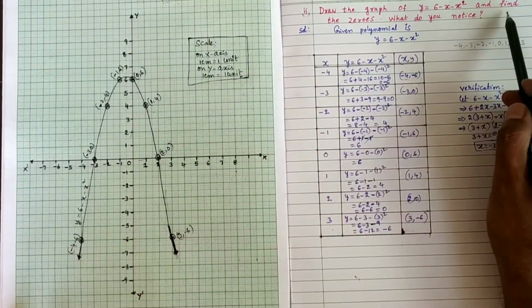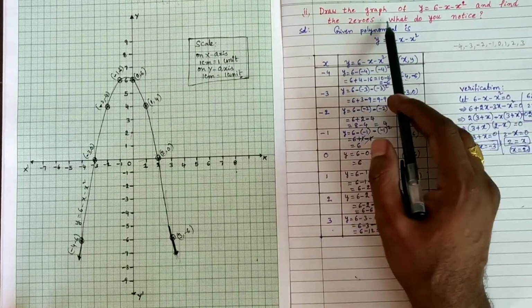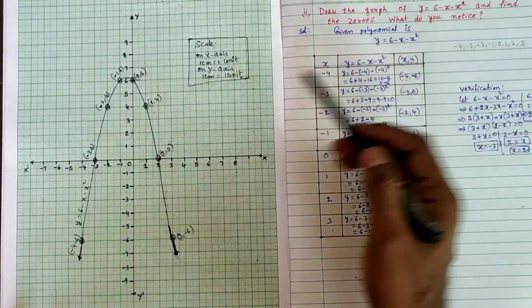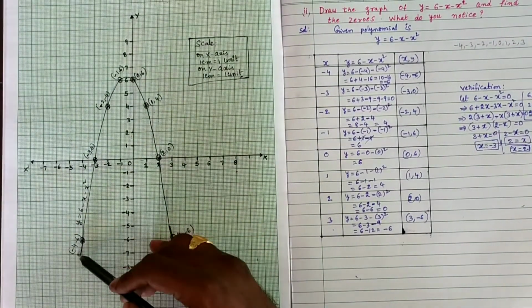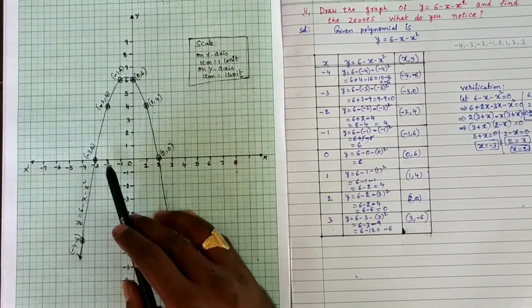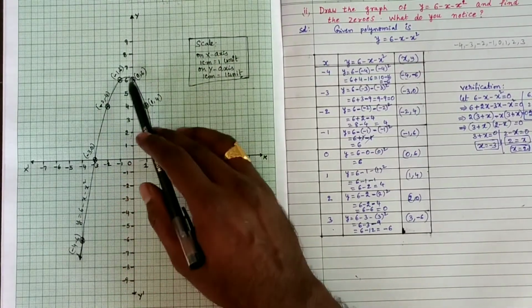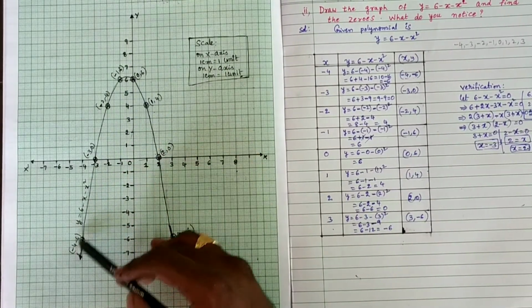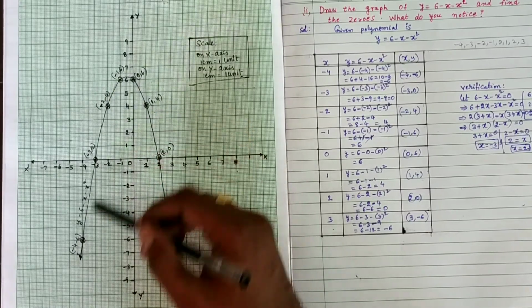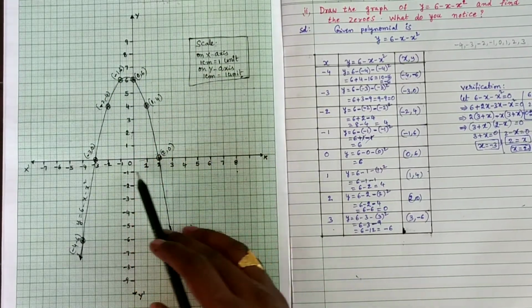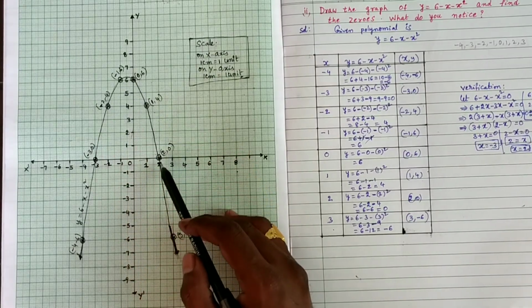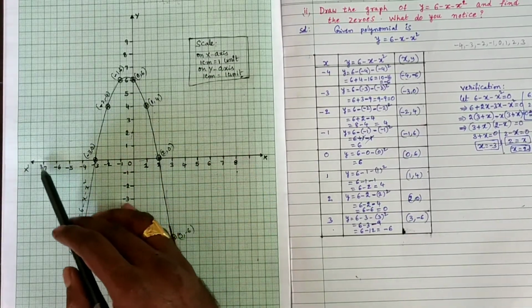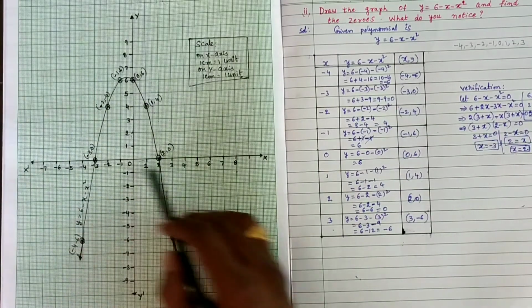Next, the problem is not finished. We have to find the zeros. So how can we find the zeros from the graph? The zeros of the polynomial are the x coordinates of the points. These are the x coordinates: minus 3, minus 2, minus 1. But particularly the x coordinates of the points where the graph intersects the x-axis.